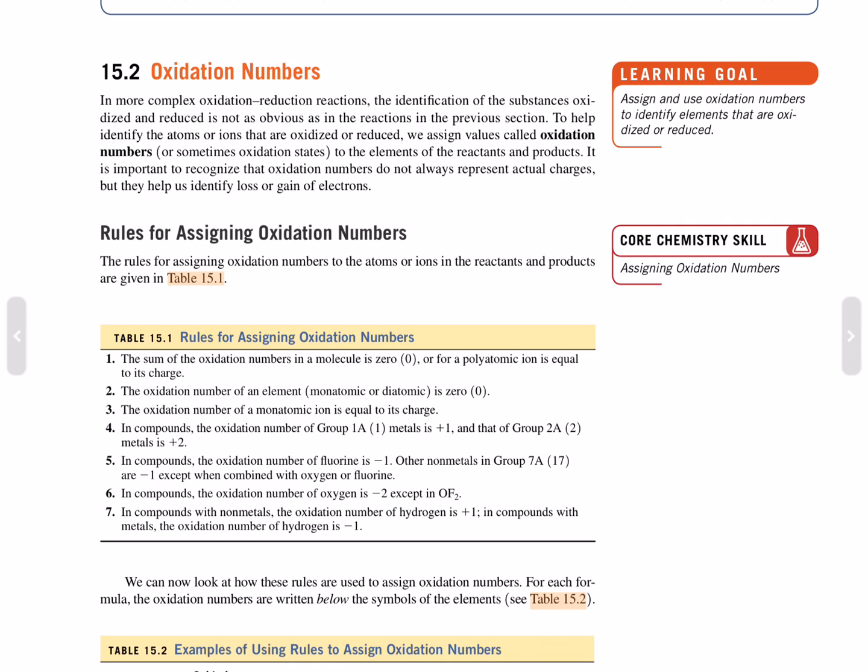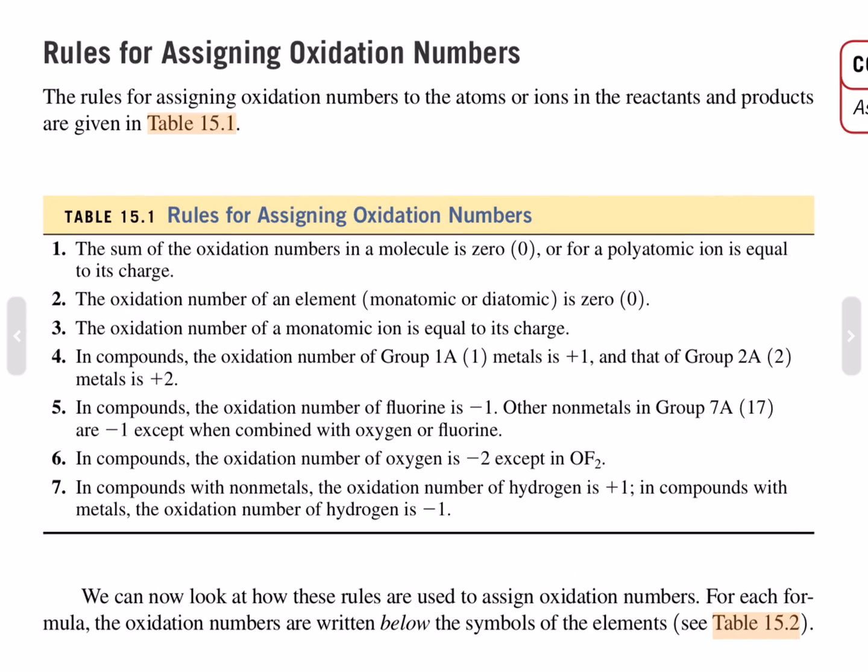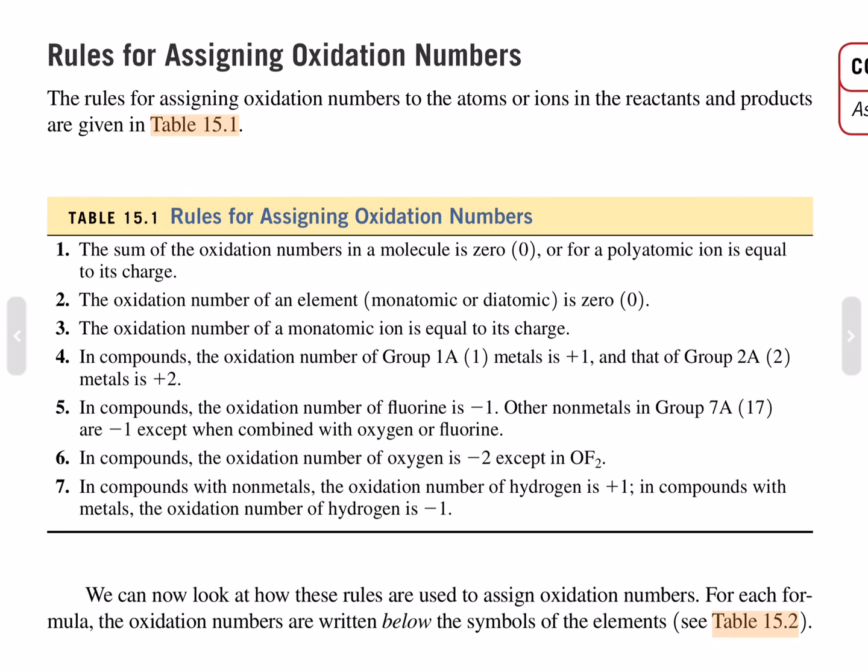The rules for assigning oxidation numbers to the atoms and ions of the reactants and the products are given in Table 15.1. Table 15.1, Rules for assigning oxidation numbers. Number 1. The sum of the oxidation numbers of a molecule is 0, or for a polyatomic ion is equal to its charge. Number 2. The oxidation number of an element, mono or diatomic, is 0. Number 3. The oxidation number of a monoatomic ion is equal to its charge.